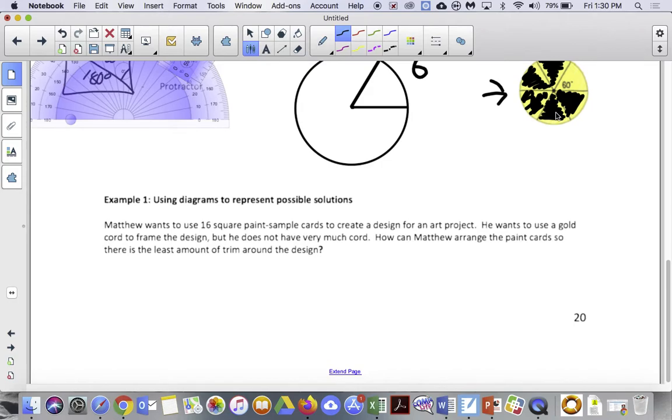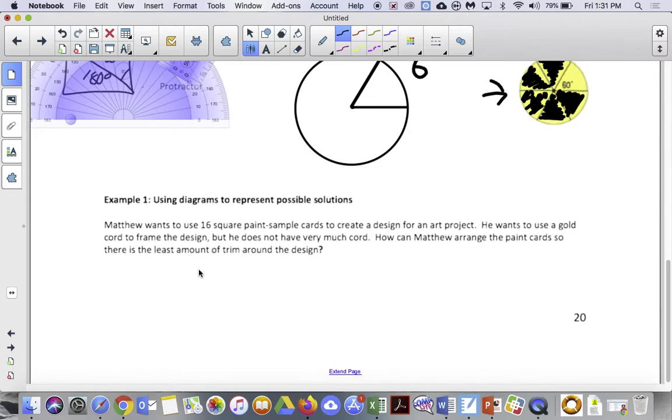Okay, another example. Using diagrams to represent possible solutions. So Matthew wants to use 16 square paint card samples. So I have 16 squares to create a design for an art project. He wants to use a gold cord to frame the design, but he does not have very much cord. How can Matthew arrange the paint cards so there is the least amount of trim around the design?